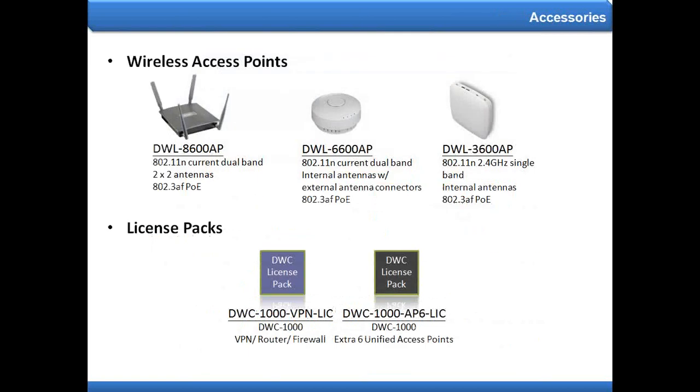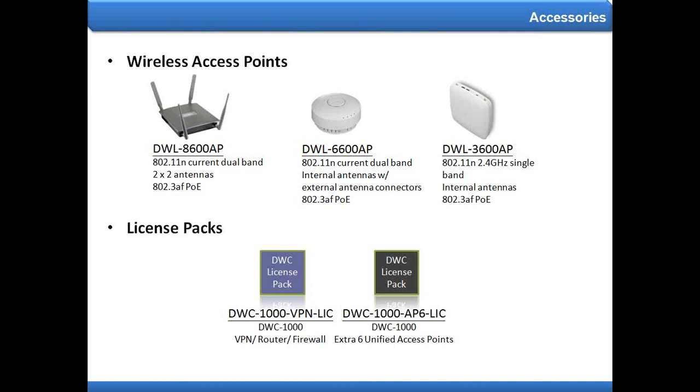With respect to the accessories, the DWC1000 currently supports 3 access points. It supports the DWL8600AP, the DWL6600AP, and the DWL3600AP. The differences between these access points are somewhat small, but they could be used in different scenarios. So the DWL8600AP is an 802.11n concurrent dual band access point, meaning it will broadcast simultaneously in 2.4 and 5 gigahertz N. It is a metal chassis plenum rated design, meaning that the metal chassis would be appropriate for a more rugged environment like a warehouse or a dusty or dirty environment.